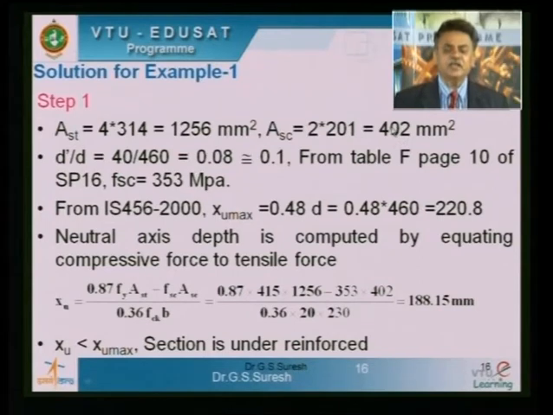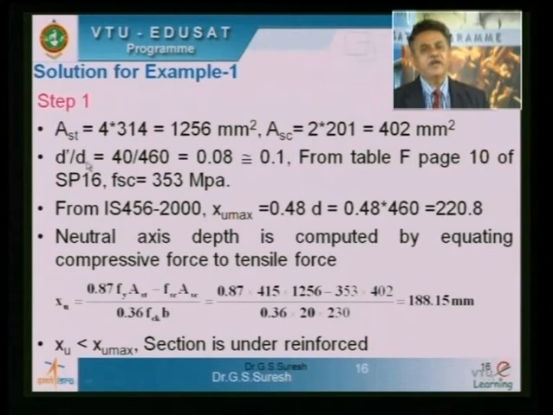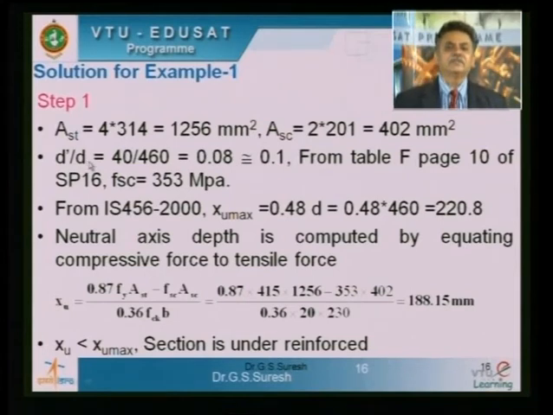So, area of steel in compression is known to me, area of steel in tension is known to me. Now, I calculate the required XU from these steps. To start with, let us calculate D dash by D. D dash by D is required to calculate the stress in the compression steel which is in the top. So, that comes to 0.08.